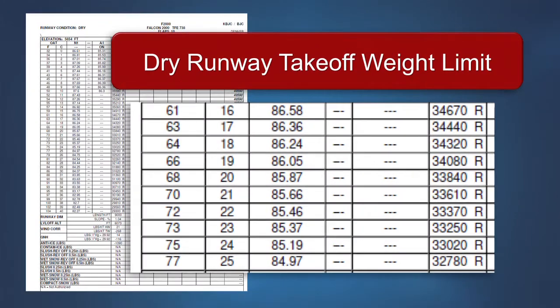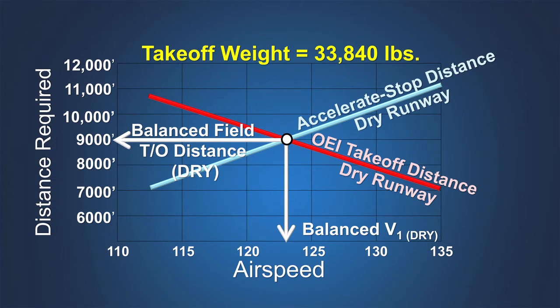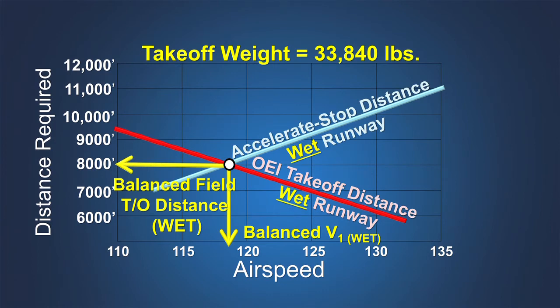On a dry runway for this same airplane type, the maximum takeoff weight is 33,840 pounds, or almost 2,200 pounds lighter than the apparent weight limit previously calculated on a wet runway. At 33,840 pounds, the balanced field takeoff distance is precisely 9,000 feet, the length of runway 29 right. However, at this same weight, the balanced field takeoff distance on a wet runway is only 8,000 feet.